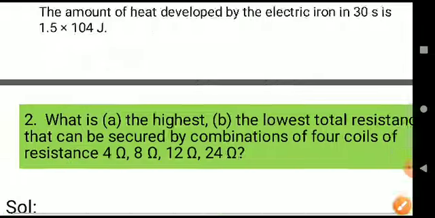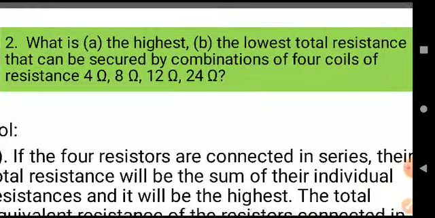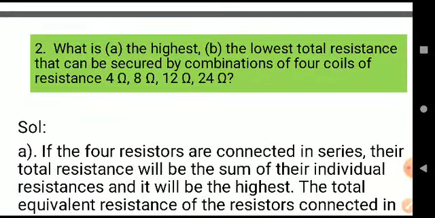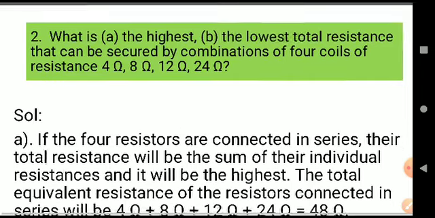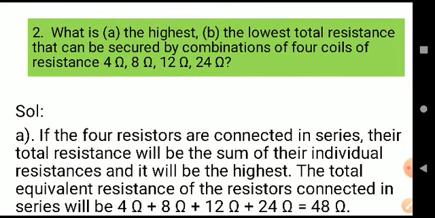Now moving to the next question. What is the highest and the lowest resistance that can be secured by combination of 4 coils of resistance 4 ohm, 8 ohm, 12 ohm and 24 ohm? So we have to make a combination using these 4 resistors such that the total resistance is highest in the first case and the total resistance is lowest in the second case. We know that if we are going to connect all these 4 resistors in series, we will get the maximum value of total resistance.